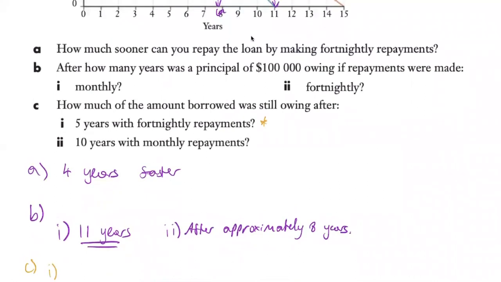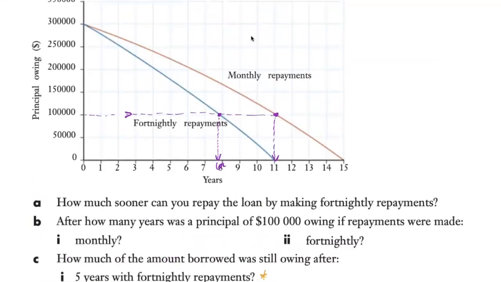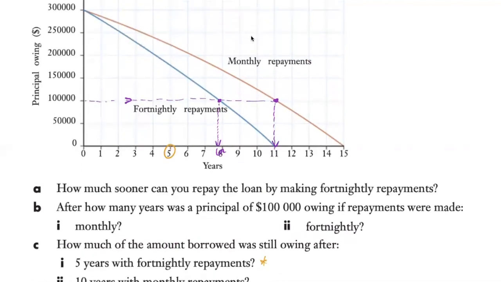And we want to find out how much of the amount borrowed was still owing after 5 years. So that's where we come across here to our 5. And we want to go up the fortnightly repayment, so all the way up until we hit the curve. And then what we want to do is go directly horizontal. Now, if we've done this correctly, you'll notice that we land roughly in the middle of 150,000 and 200,000.